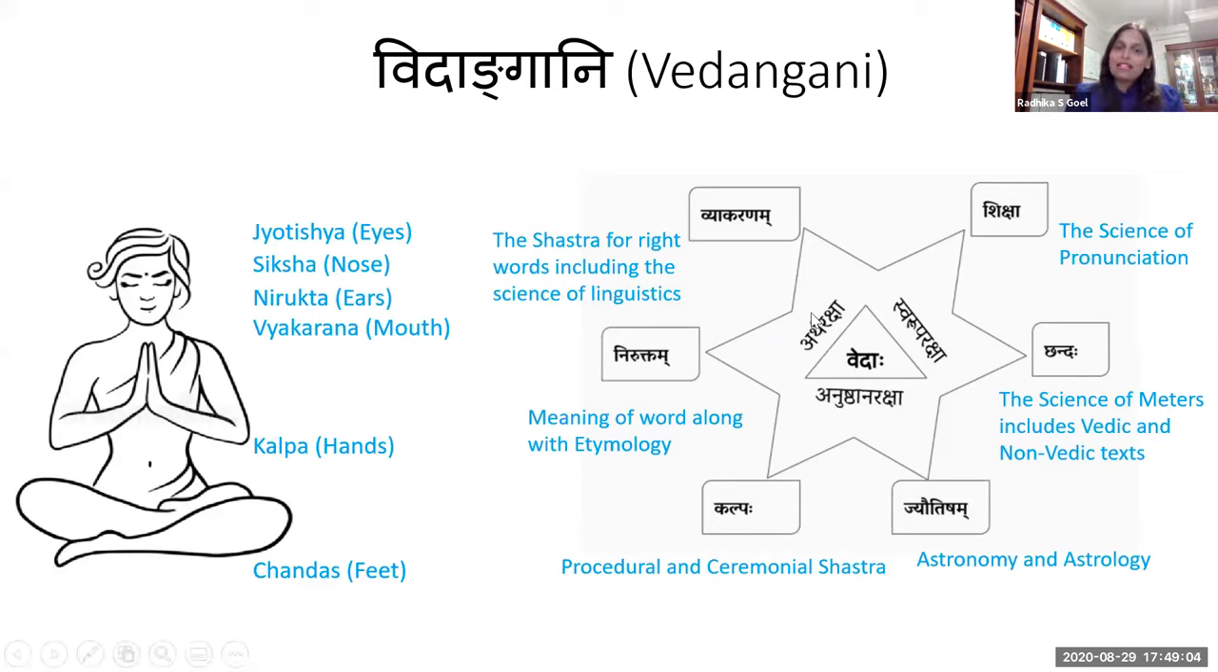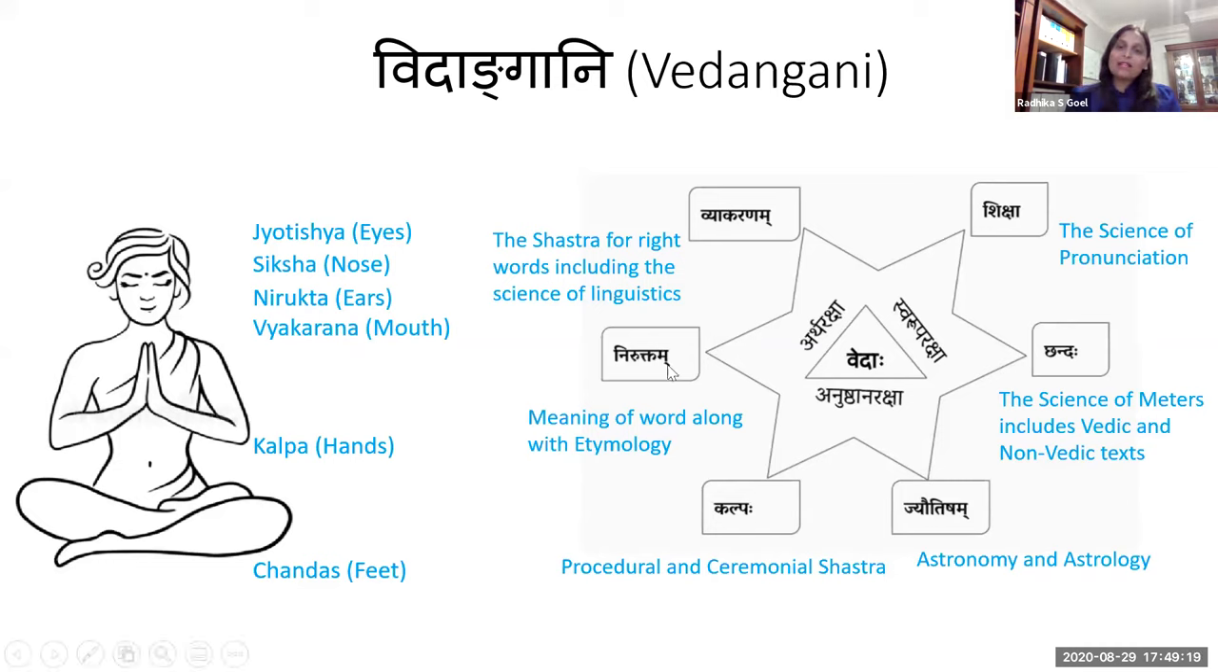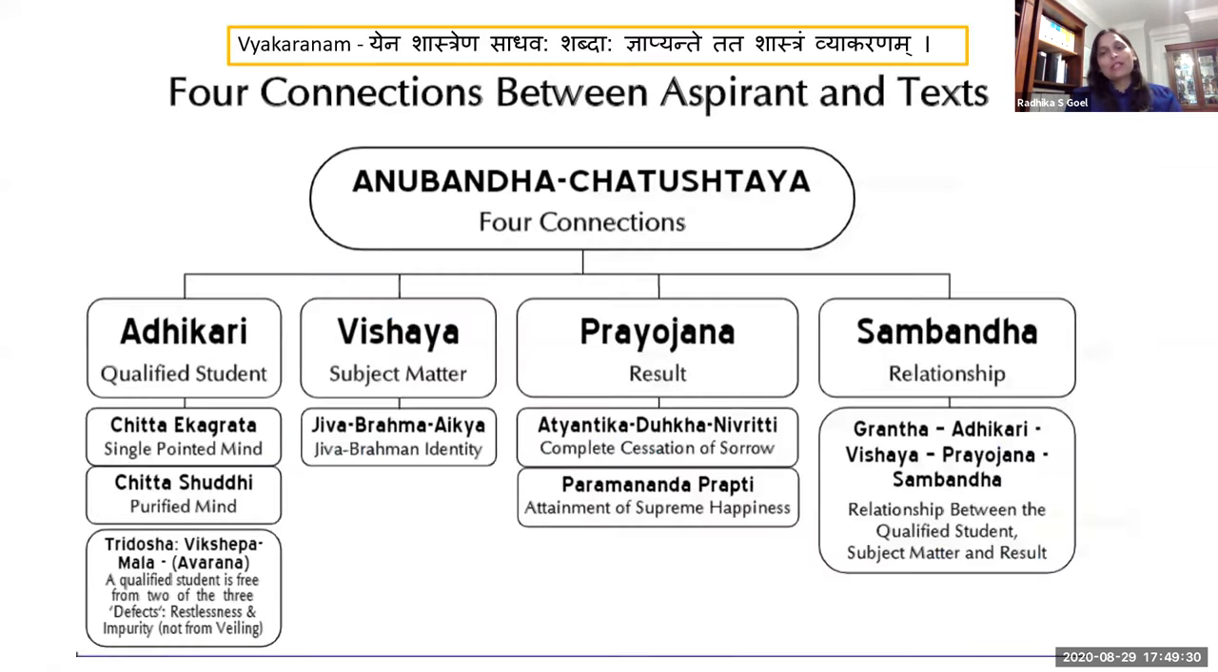The next part is the Artharaksha. What is the meaning that is there? For example, if you don't know what a word really means, understanding becomes a little bit clouded. So there are Vyakaranam and Niruktam that are responsible for Artharaksha. Vyakaranam is the Shastra for the right words, including the science of linguistics.